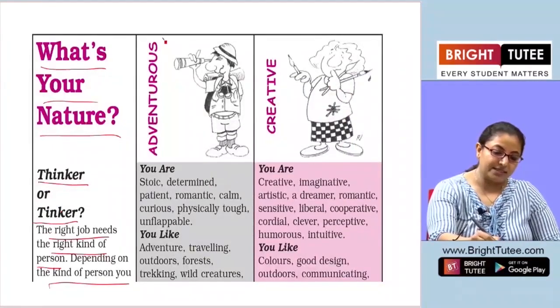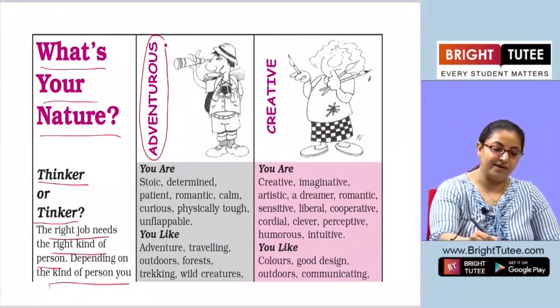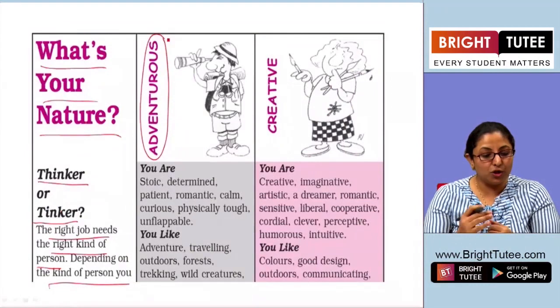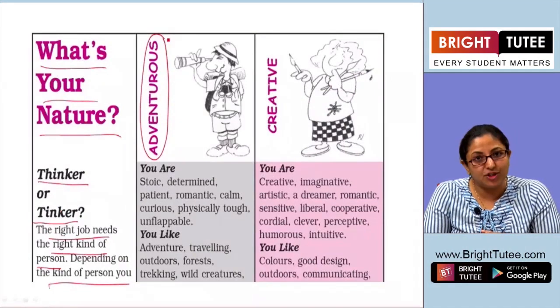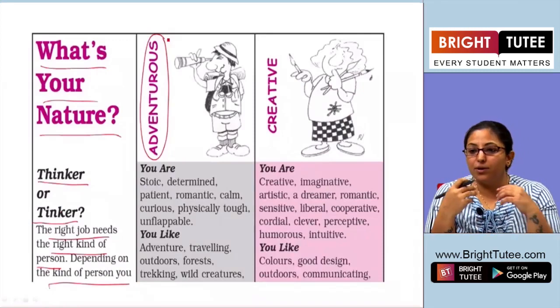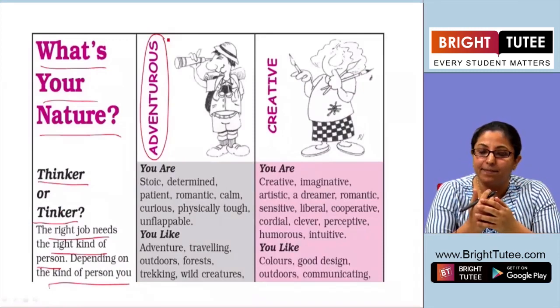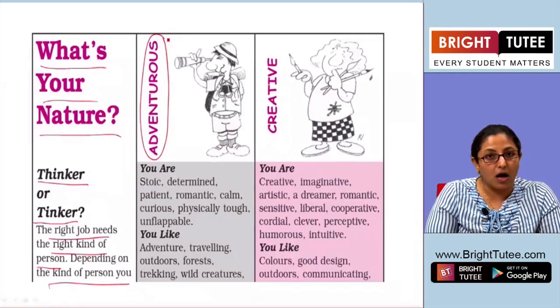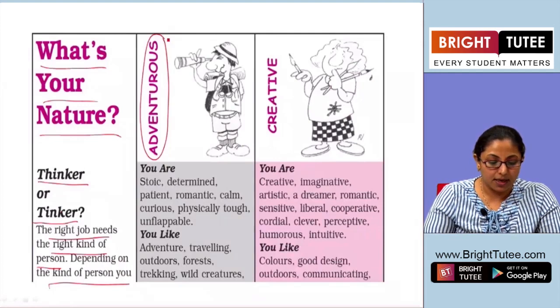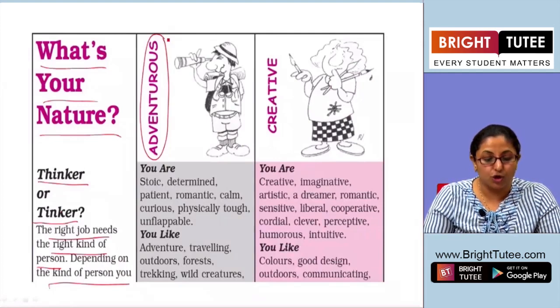So the first one is adventurous. The first kind of personality trait is adventurous. When we talk about people who are adventurous, what kind of characteristics do they portray? How is their personality? Let's read. You are stoic, determined, patient, romantic, calm, curious, physically tough, unflappable.